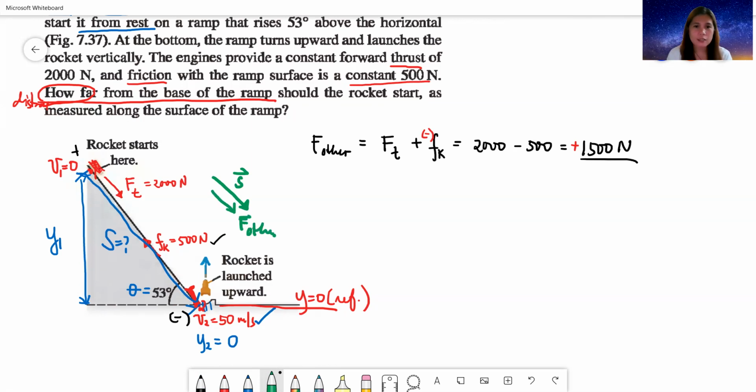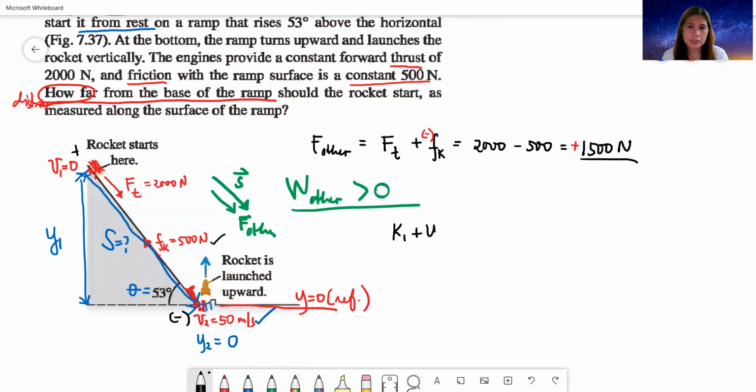So since the force and the displacement are going towards the same direction, then you know that the work done by the other force will be taken as positive. So this is important in our equation in the next step. Okay, so our equation now, kinetic conservation of mechanical energy. So we have kinetic 1 plus gravitational potential 1 plus work by the other.